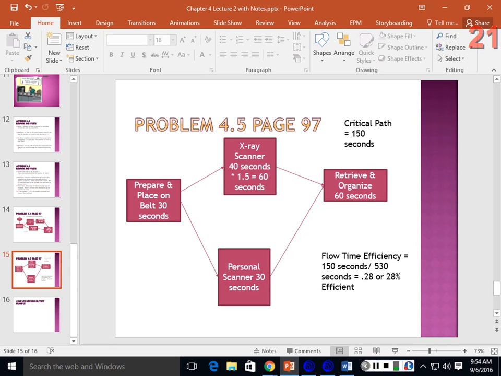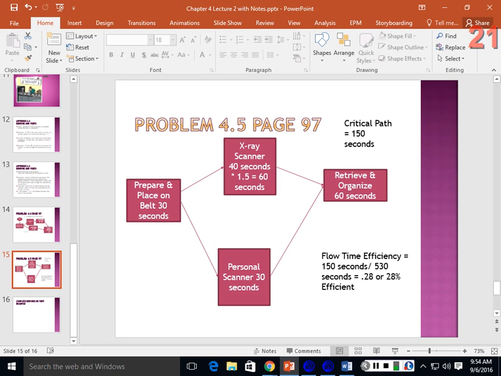The personal screening station requires 30 seconds per person. Finally, retrieving of belongings and getting reorganized takes 60 seconds, right? All the times mentioned represent activity time at the various activities and do not include the effects of waiting. Draw a process map. So here's the process map that we would have drawn.